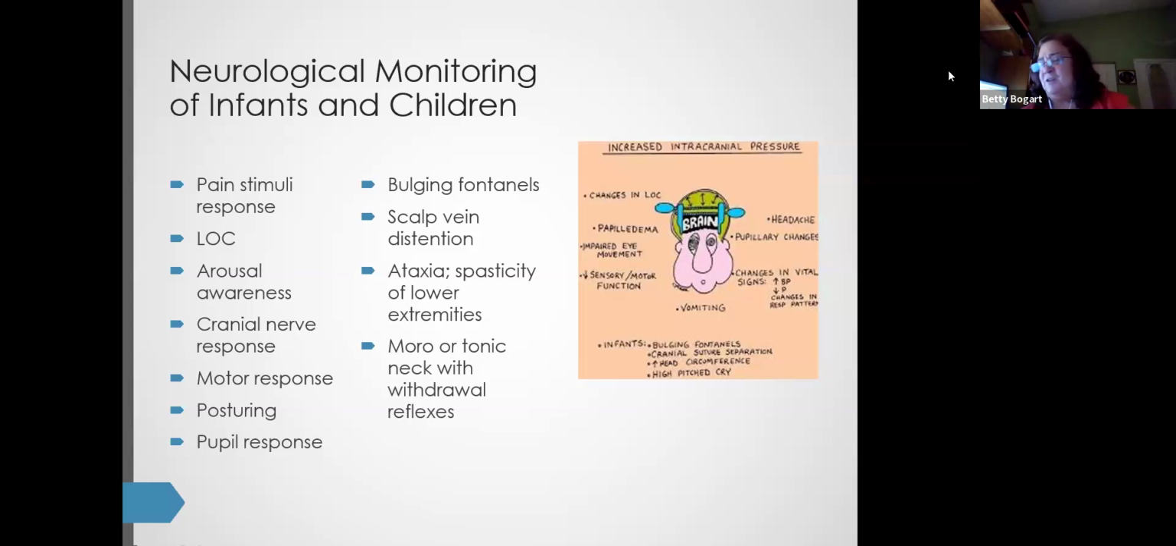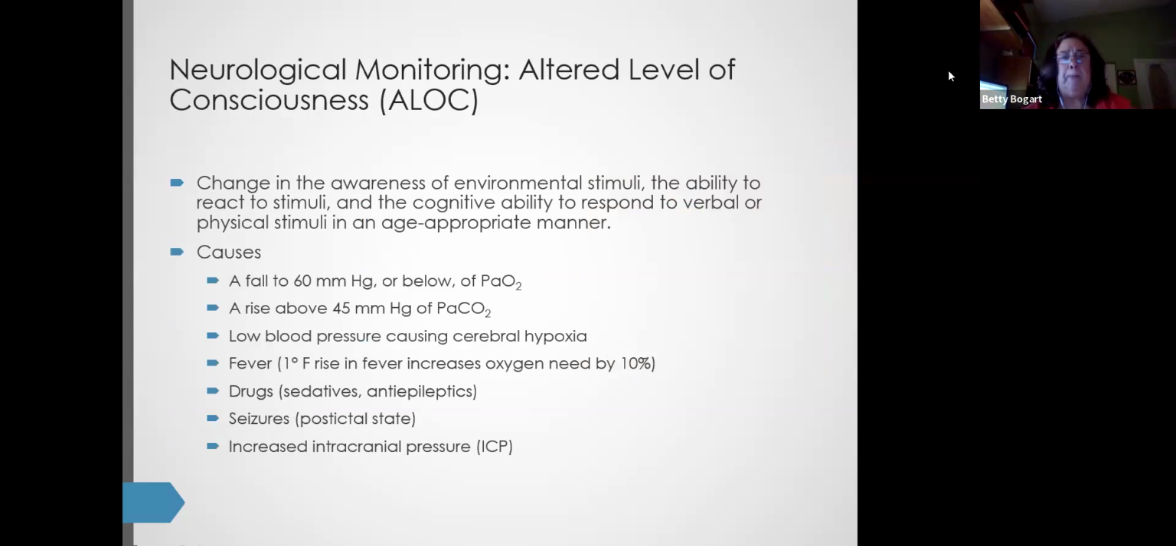Of course, ataxia, spasticity, any movement that's not regular, we always worry about the brain. And then Moro or tonic neck with withdrawal. So startle reflexes, different. They all look a little different. And these are things that we would monitor in children.